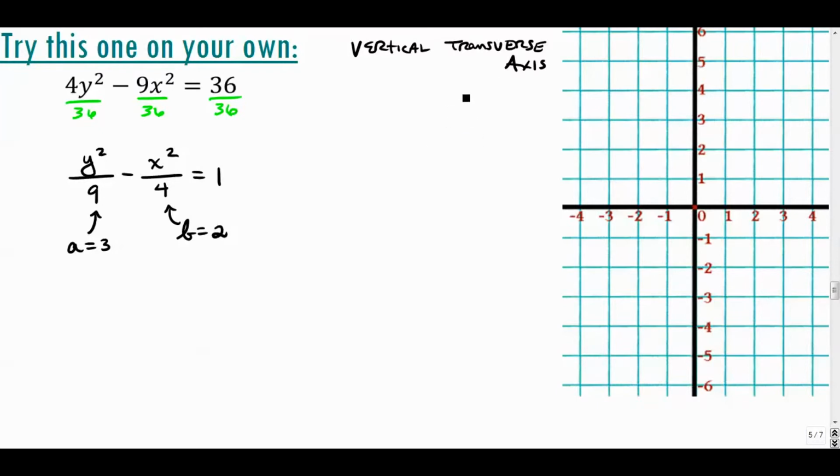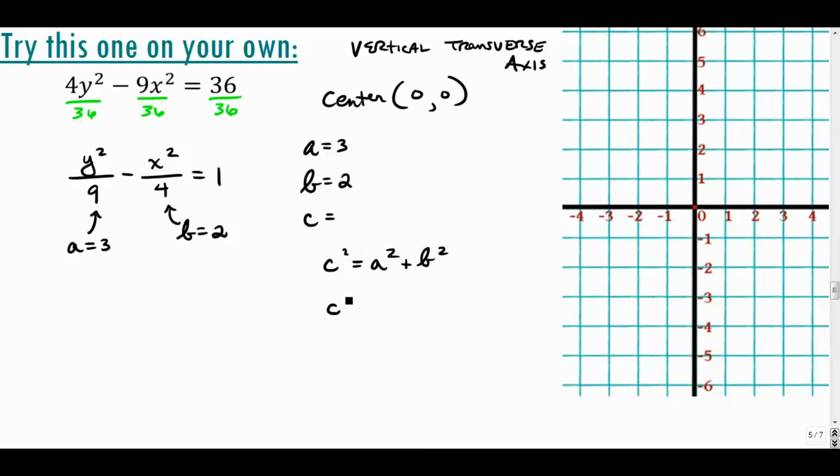So we'll keep that in mind as we go along here. The center is easy again. There's no really h or k in parentheses, so it's just 0, 0. The a term is 3, the b term is 2, the c term is given by this relationship, so c squared is equal to 9 plus 4, so c is root 13. Can't simplify that, so we'll just leave it like that.